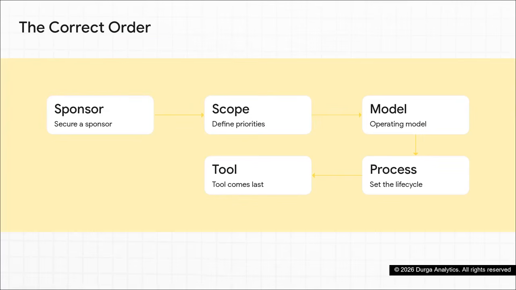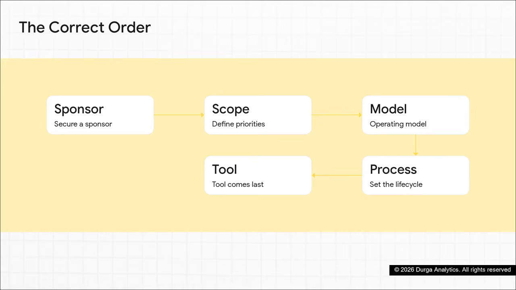So how do we avoid creating expensive shelfware? You have to follow what I like to call the order that works. You really need to burn these steps into your memory. Step 1, secure a sponsor for authority. Step 2, define your scope and priorities so you don't boil the ocean. Step 3, establish the operating model and roles so accountability is crystal clear. Step 4, define the process, which is your life cycle from policy right through to enforcement.